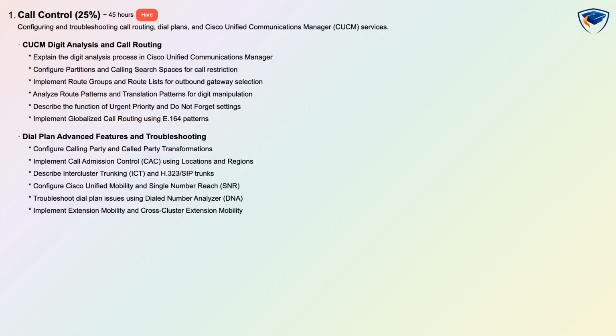Advanced dial plan features include calling and called party transformations, call admission control with locations and regions, intercluster and SIP trunks, Cisco Unified Mobility, single number reach, and troubleshooting using the dialed number analyzer.